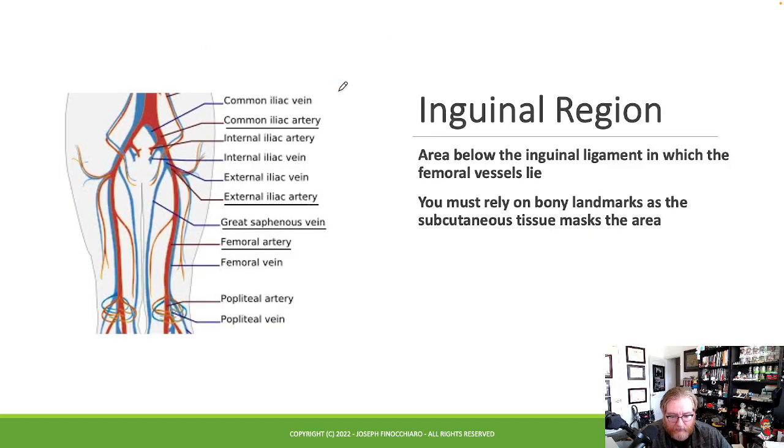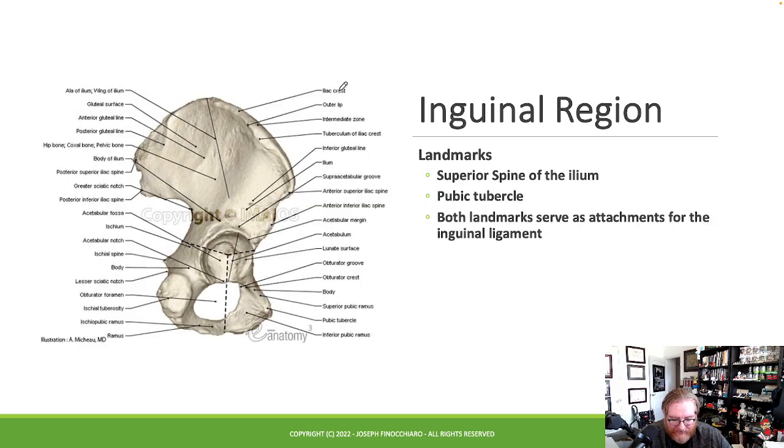So in the inguinal region, the area below the inguinal ligament in which the femoral vessels lie, you must rely on bony landmarks as the subcutaneous tissue masks the area. Basically, find bone, and bone will tell you where you need to go from there. So what are the landmarks? The superior spine of the ilium and the pubic tubercle, and both landmarks serve as attachments for the inguinal ligament.